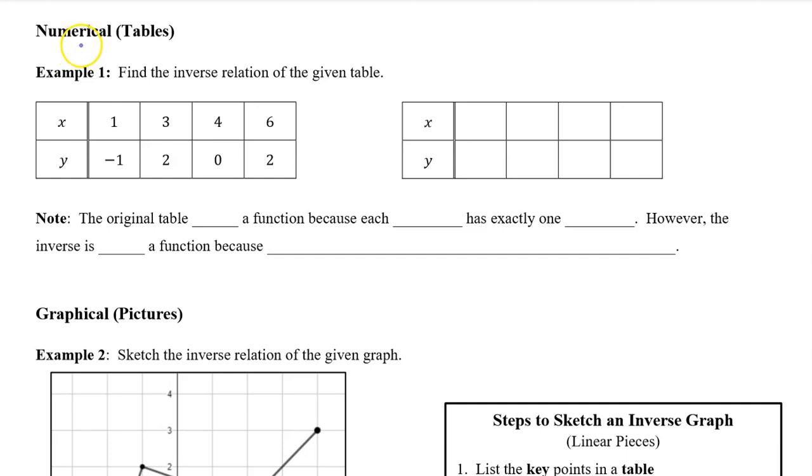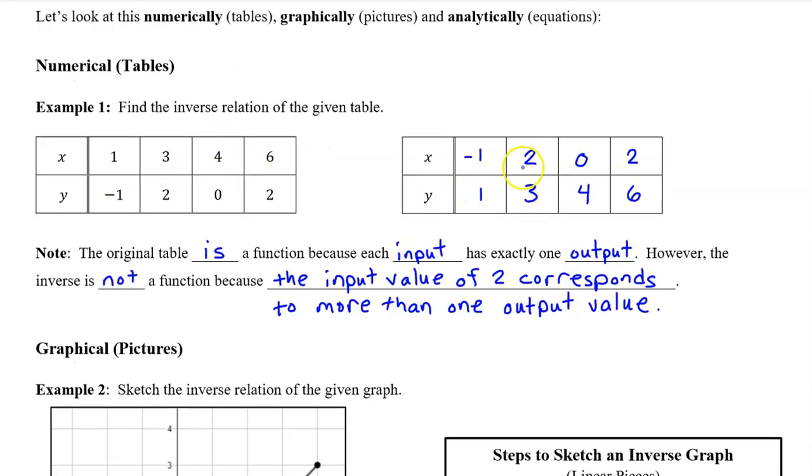When we approach a concept numerically, we are usually looking at tables. Example 1. Find the inverse relation of the given table. We can find inverses by switching the x's and y's. So this table shows the inverse relation.